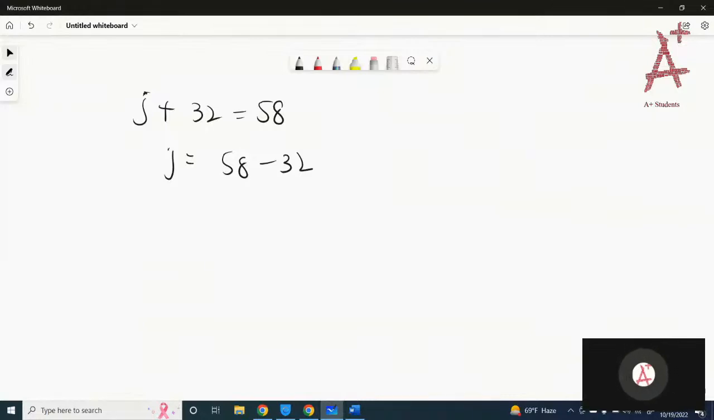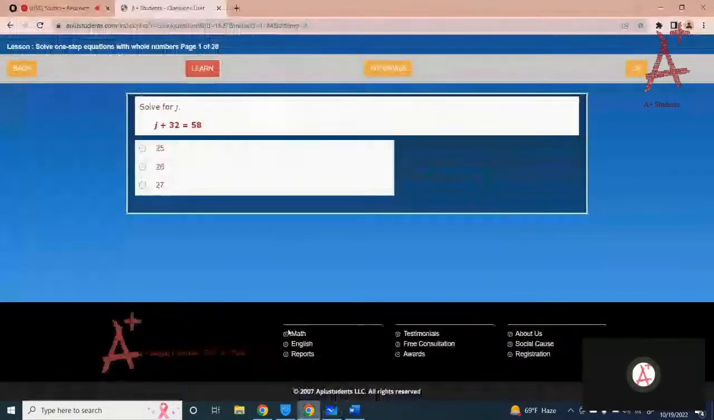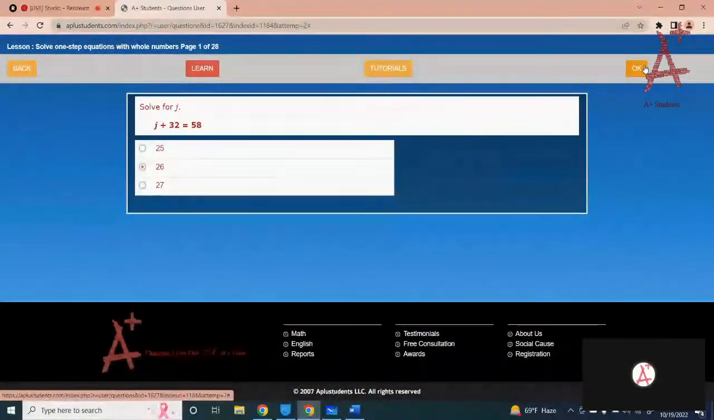Your communication is highly appreciated. So 8 subtract 2 is 6 and 5 subtract 3 is 2. That means the value of j equals 26. Got it? So the correct option is 26. Select the correct option and click on the OK button.